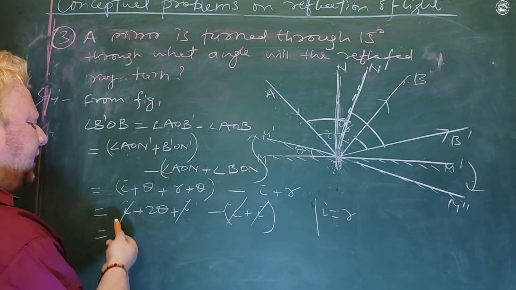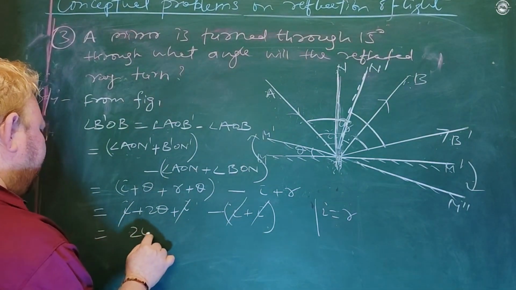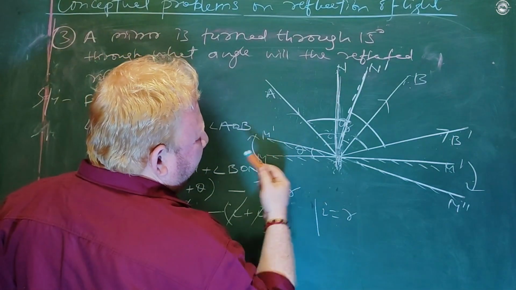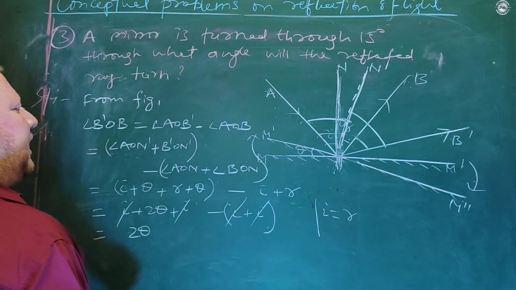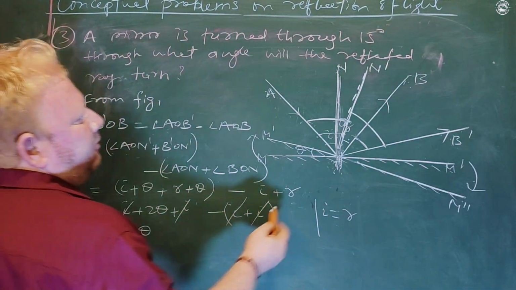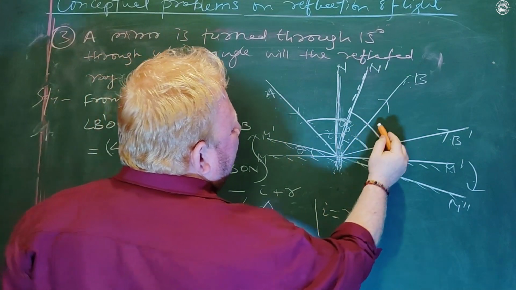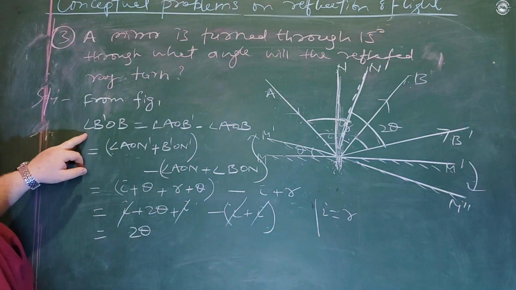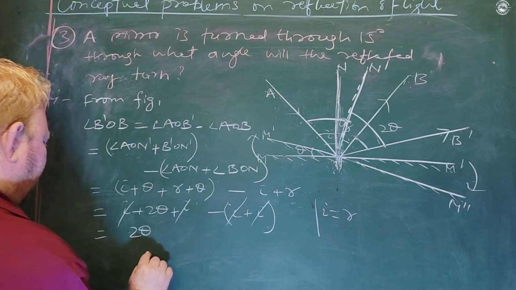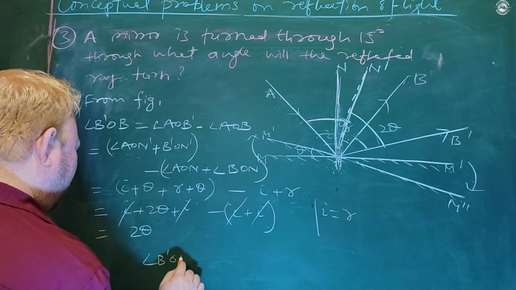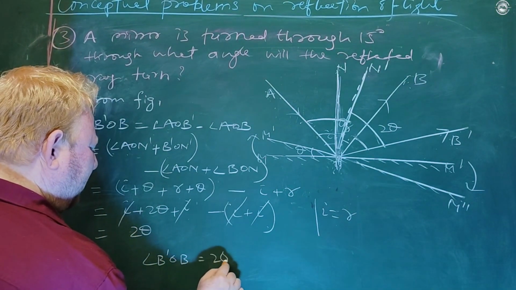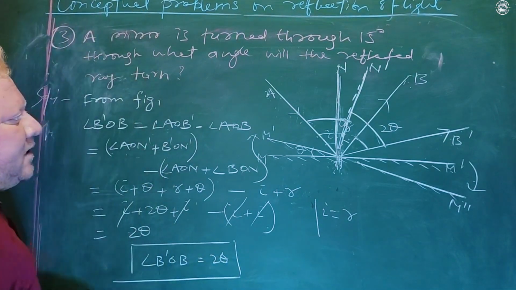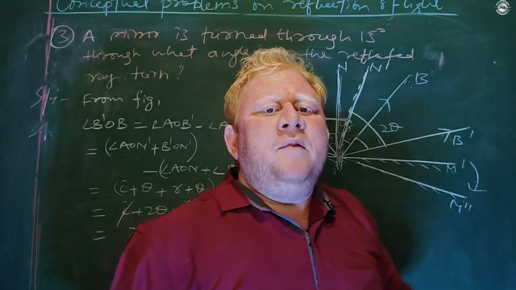This is 2I and this is again here. So what is left? 2 theta. Now if this angle is theta, then by what angle will this angle be changed? By twice of theta. यानी कि angle B dash OB will be twice of theta. This is your concept. Now coming to the question.